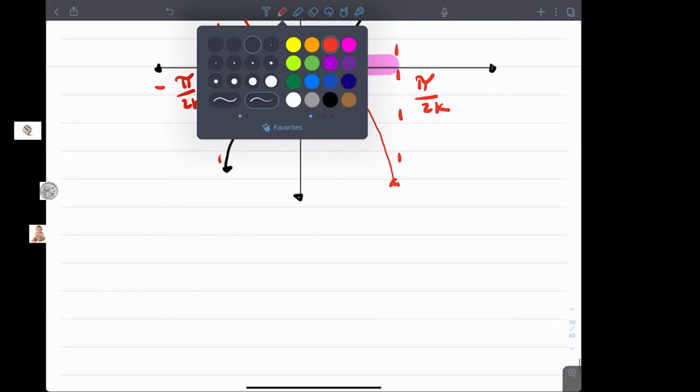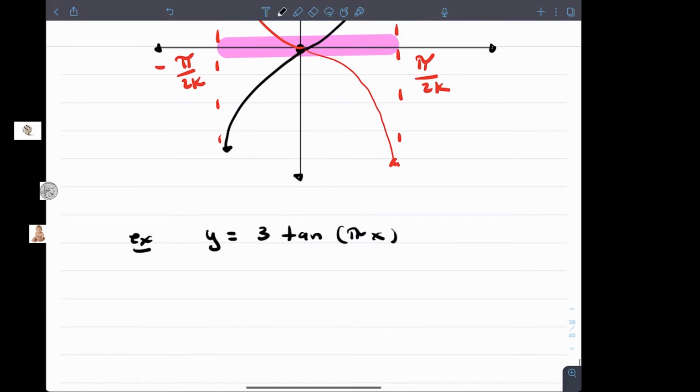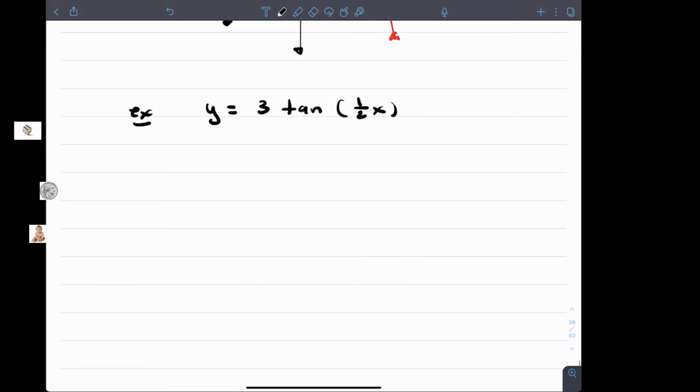But then you ask, what's the graph, for example, of y equals 3 times tangent again, let's do pi x. I don't know if we want to do pi x? No, maybe let's do 1/2 x. We'll do pi x later.